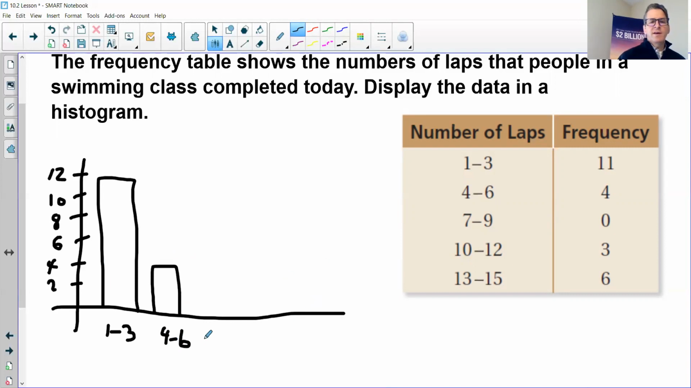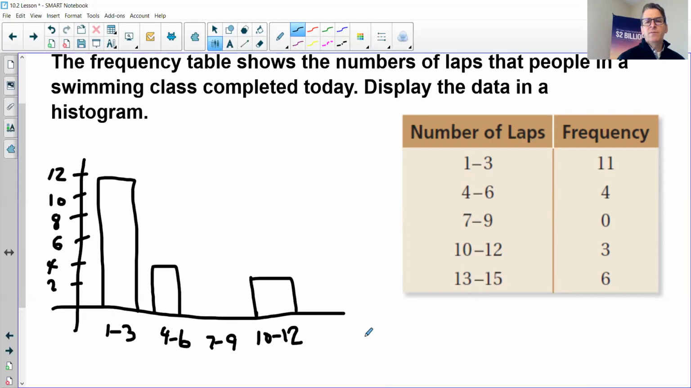Next, 7 to 9 laps. Not sure why they only went 7 to 9. They didn't do anything during 7 to 9. Then we jump to 10 to 12. 10 to 12, we have a frequency of 3. So 3 is between 2 and 4. It's going to hover right about in that position, and that would be 3.